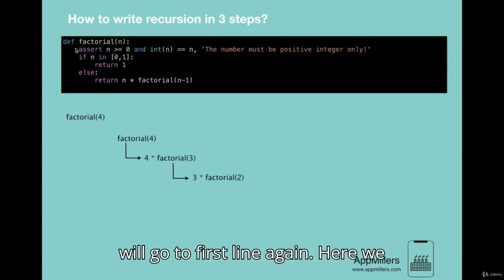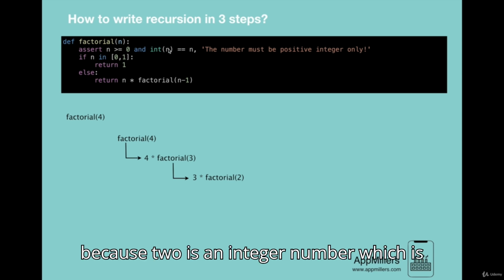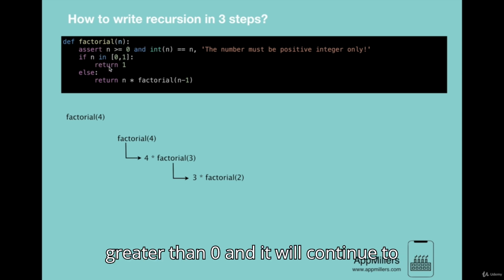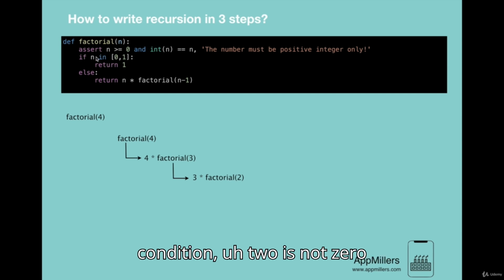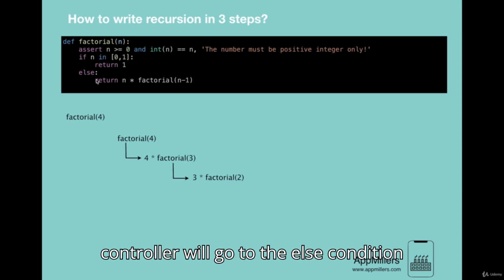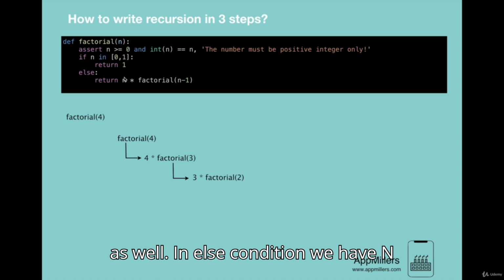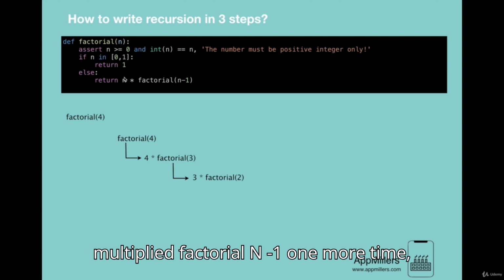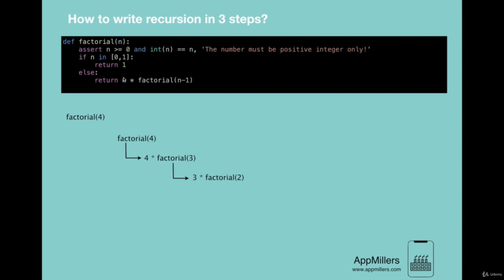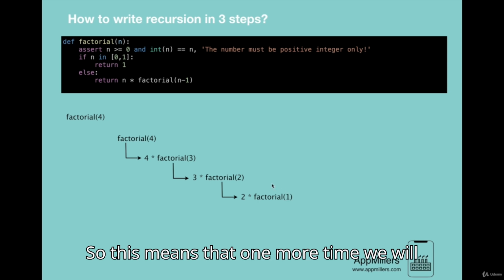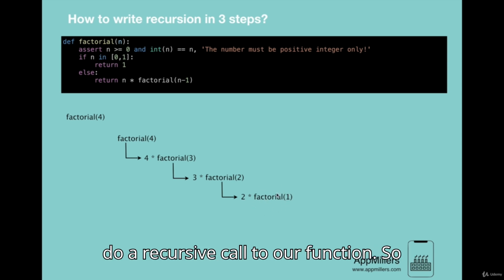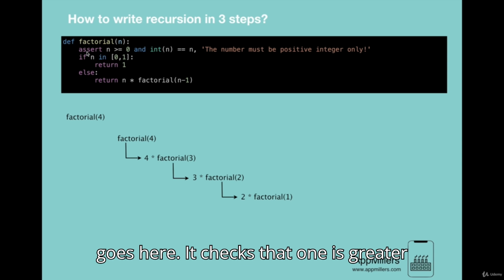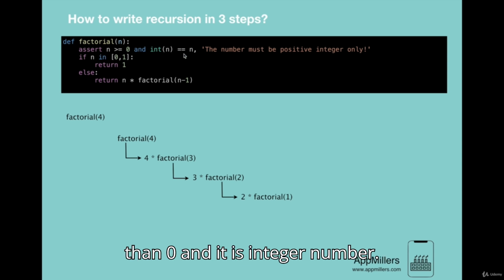So the controller will go to the first line again. Here we don't have any problem for 2 because 2 is an integer number which is greater than 0, and it will continue to the next condition. In the next condition, 2 is not 0 or 1, which means that the controller will go to the else condition as well. In the else condition, we have n multiplied by factorial n minus 1 one more time, which means that in this case it will be 2 multiplied with factorial 1. So one more time we will do a recursive call to our function. When we call our function with the parameter 1, the controller one more time goes here, and it checks that 1 is greater than 0 and it is an integer number.